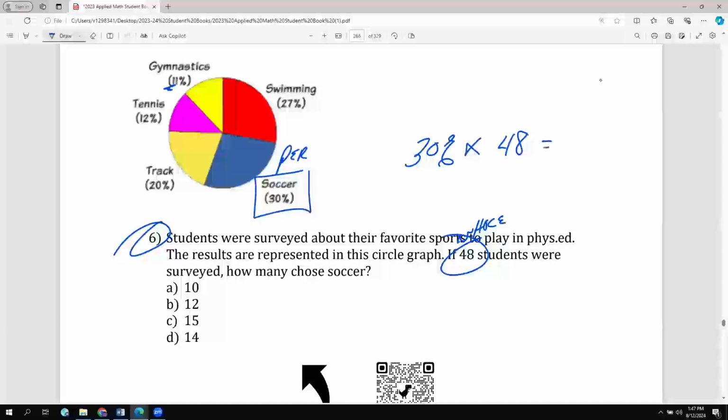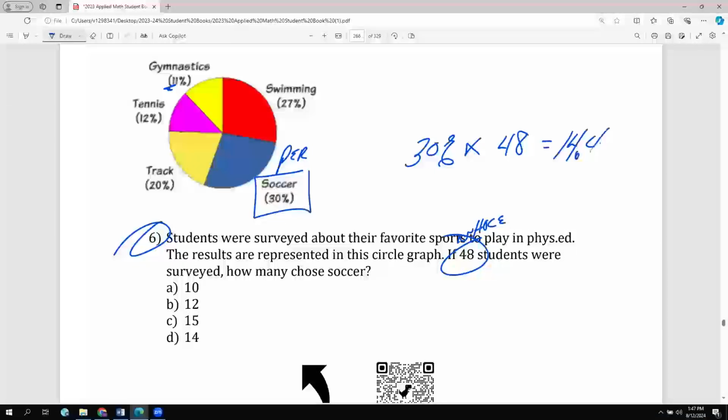Let's do this. I'm going to pop this one in my calculator. If you didn't, you should go ahead and do that too. Let's go ahead and verify this together. So 30% times 48. Let's see what we get. 14.4.